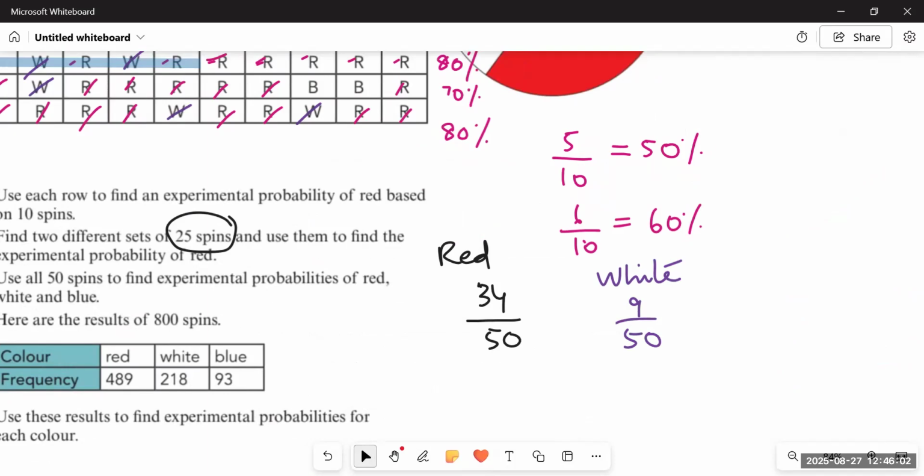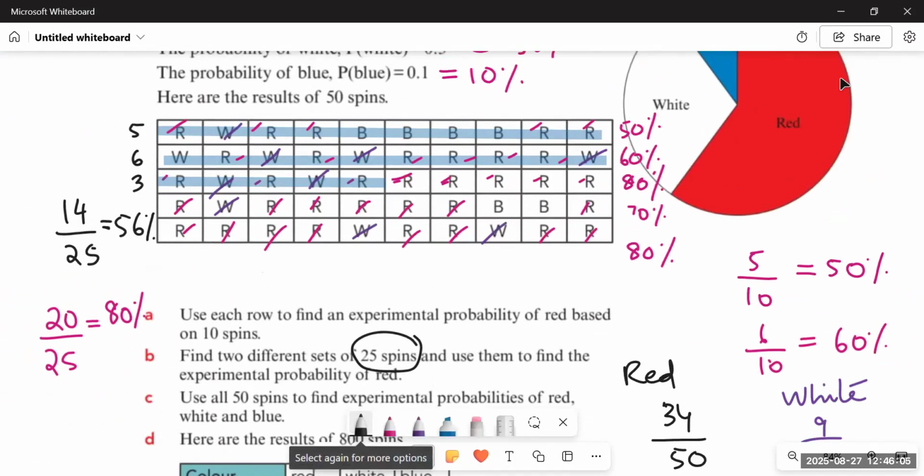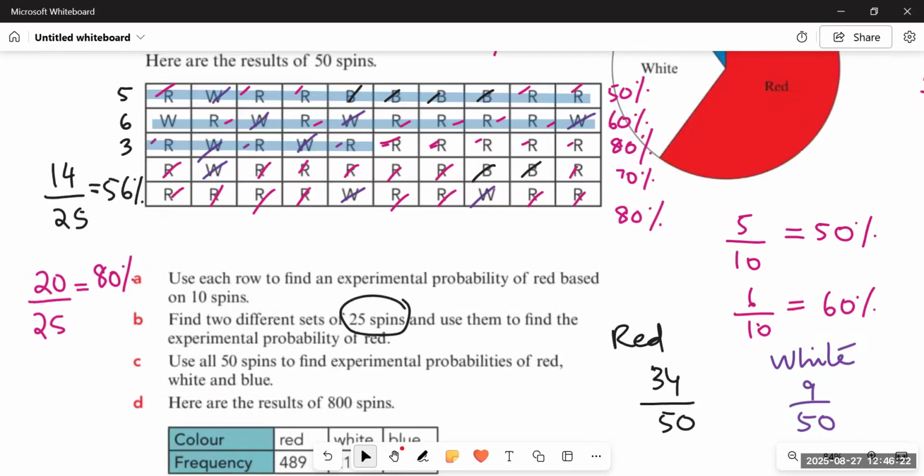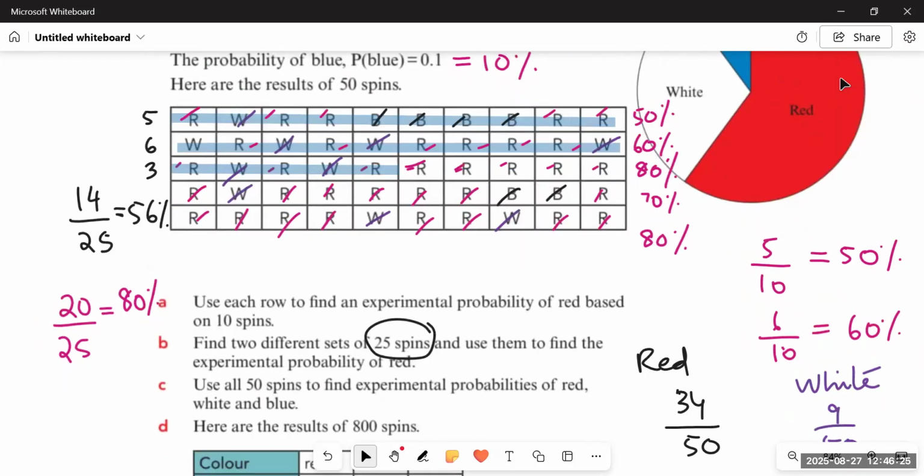And then for the blue ones, we have how many? 1, 2, 3, 4, 5, 6. No more, just 6. Okay, so let's write it down over here. But it must be giving us a total of 50. 34 plus 9 plus 6 is not 50. It's 49. It means we are making some mistake out there.